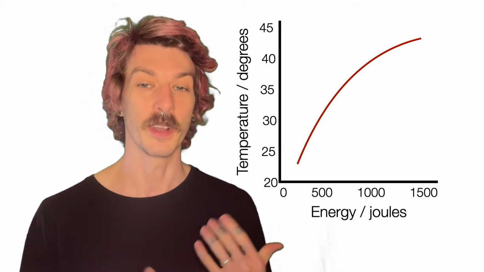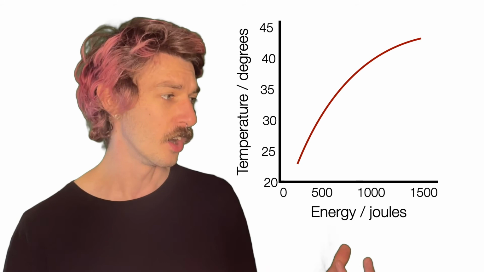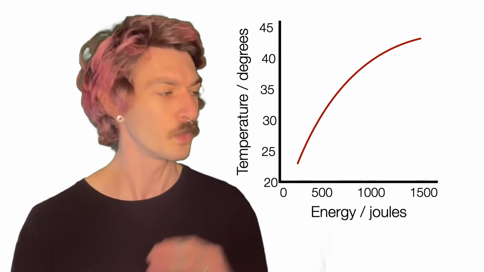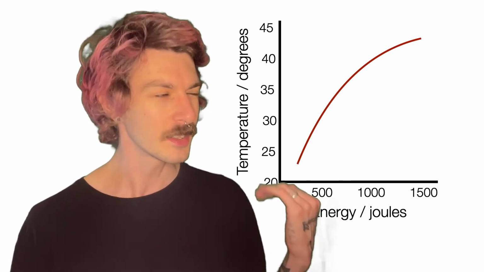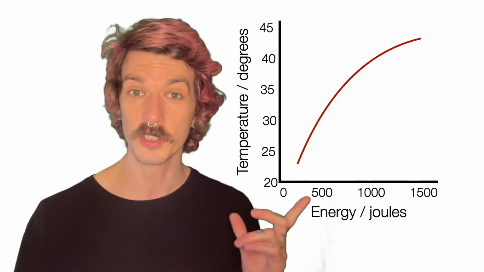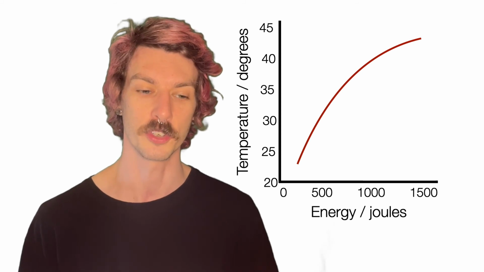This is a graph for heating a block of metal. Now we've got energy on the x-axis and we've got temperature on the y-axis. We can see that as the energy given to the block increases, the temperature of the block increases as well. However, this time it's not a straight line, so we can't say that these two things are directly proportional.